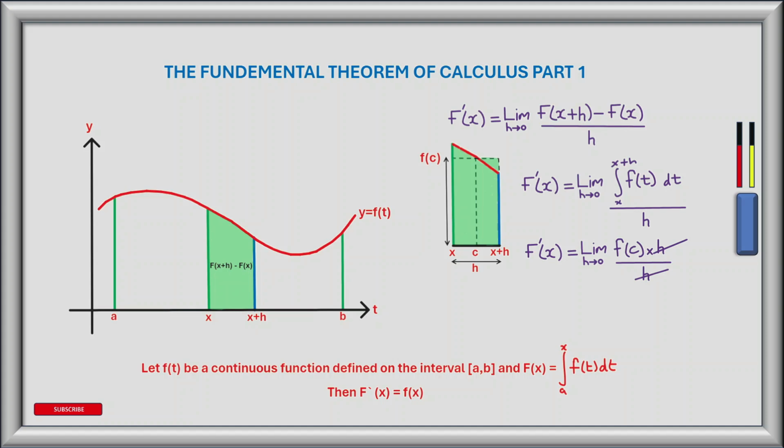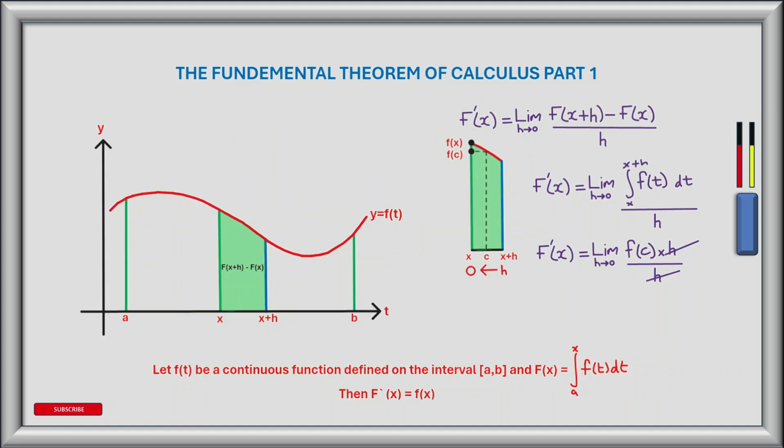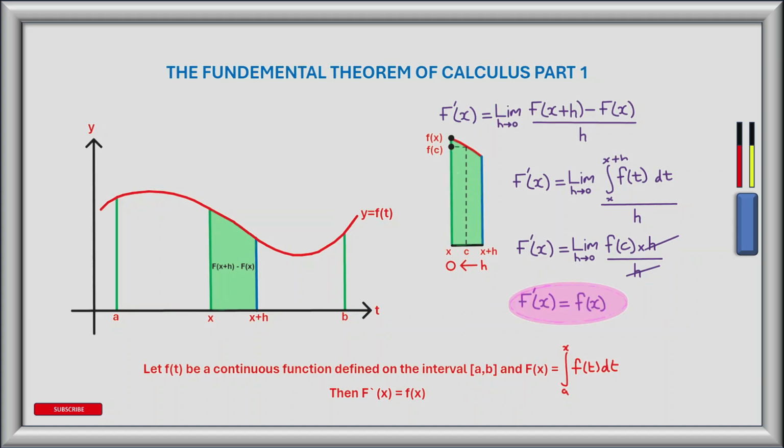So to look at the effect on c when h approaches 0, we can make use of the squeeze theorem. Now, as h approaches 0, and therefore x, c does the same. And therefore f of c approaches f of x. So the limit as h approaches 0 of f of c is f of x, and the derivative of capital F of x is therefore f of x.